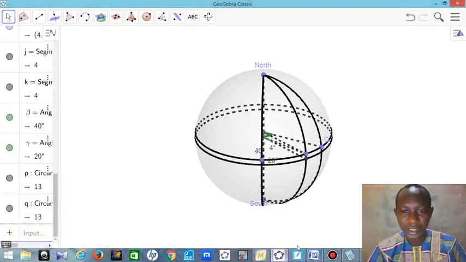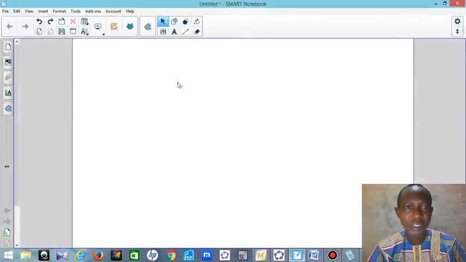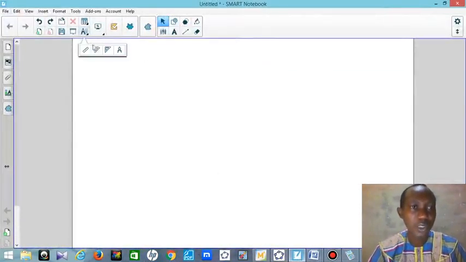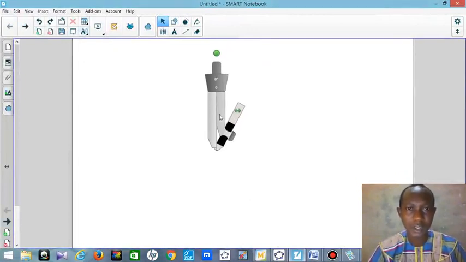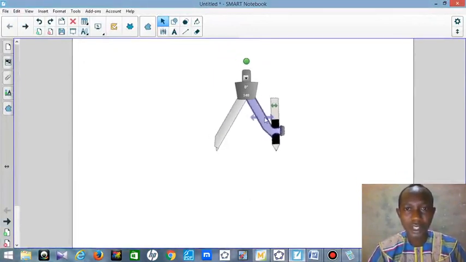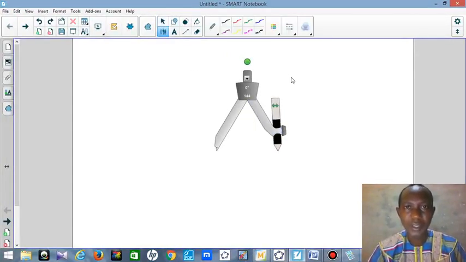So let's go straight to the solution page. If you want to show it on your paper, because you need to have a sketch that you submit, you just have your circle. Get your circle first.